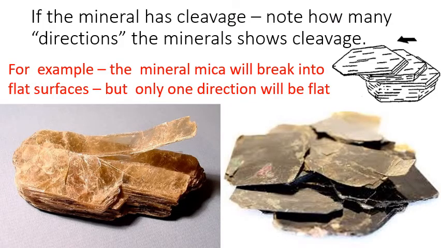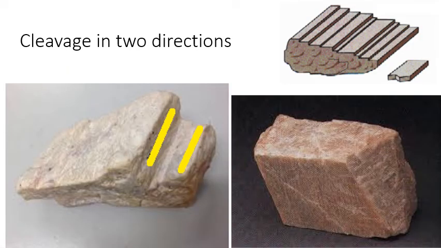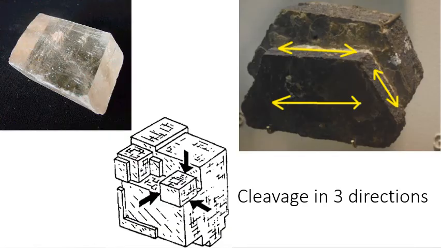Now, if it does have cleavage, you've got to try to figure out how many different directions the mineral has cleavage in. This one here is a mineral that breaks off into sheets. It's flat that way, but notice the sides aren't flat. They're very jagged. So this is an example where it's only flat in one plane or one direction. This is an example, though, where we've got a flat surface here and a flat surface here, and they're at a 90-degree angle to one another. Those are two different planes of cleavage, so it has cleavage in two directions.